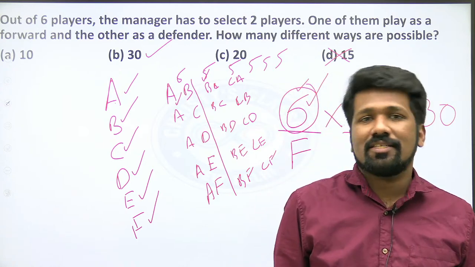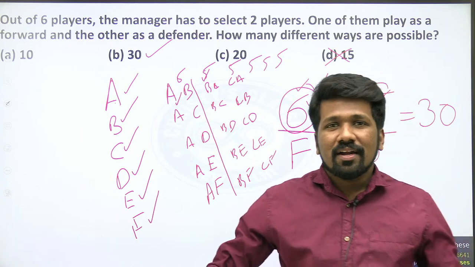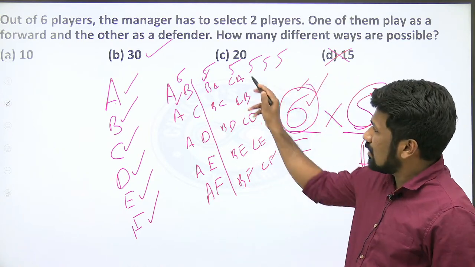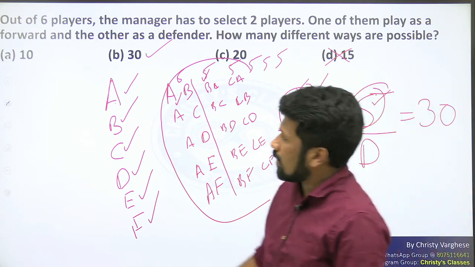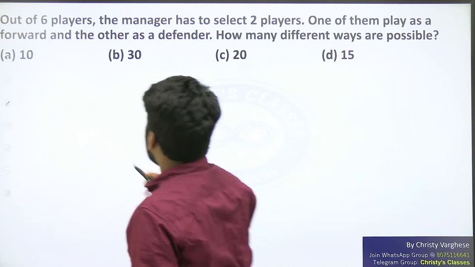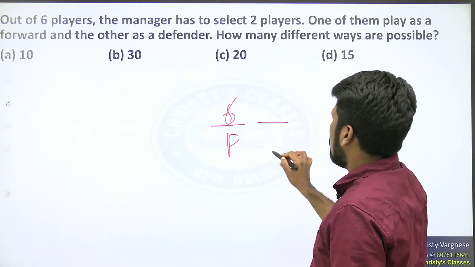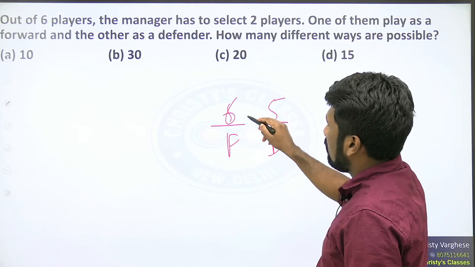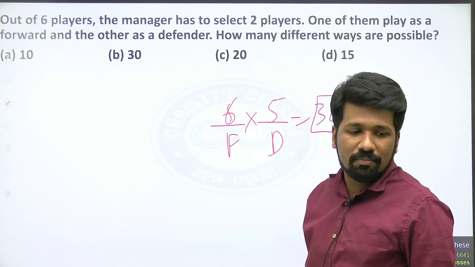6P2 will be the answer. 6P2 also will give you 30. But as I told, understand, this is just basic counting. All this I explained to make you understand what is happening. Once you understood what is happening, you just have to say: forward ko select kar sakta hai 6 tarike se, defender ko select kar sakta hai 5 tarike se. Abhi fundamental principle of counting apply kiya to 30 tarike se ye kar sakta hai. So 30 will be the answer.